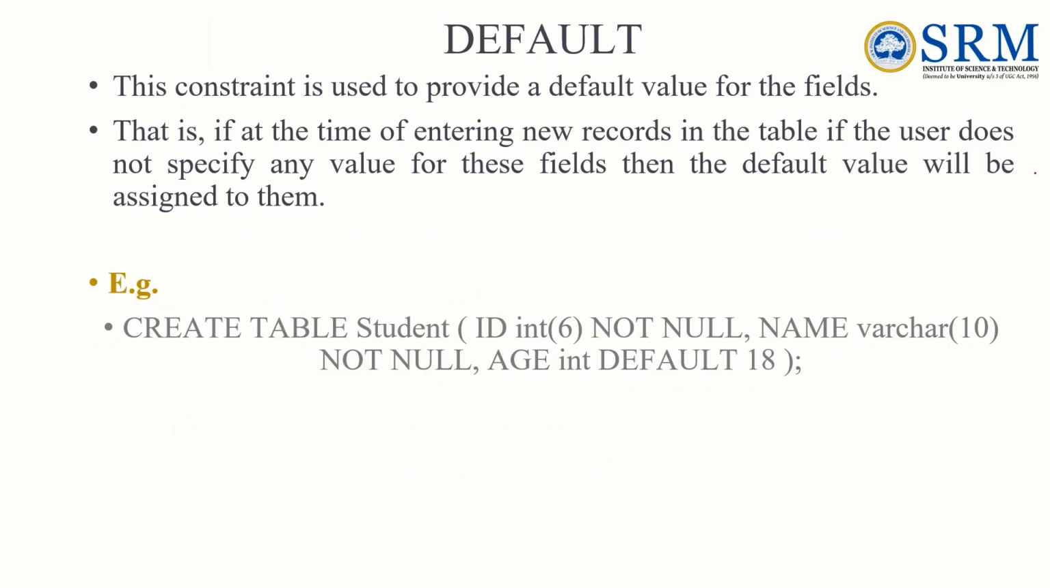Now default: you can set a default value for a particular field, like age should be 18, or salary should be, say, a minimum of 1000, or like that you can fix it. This is the purpose of a default value.